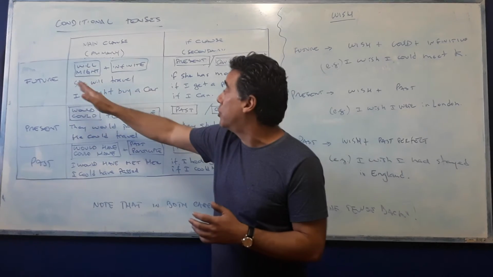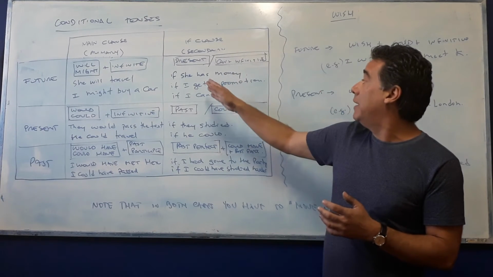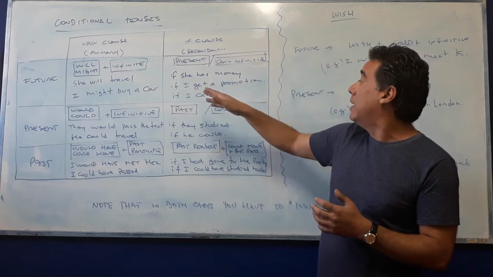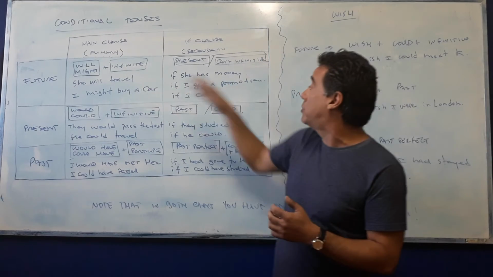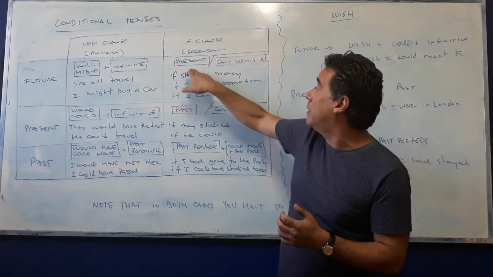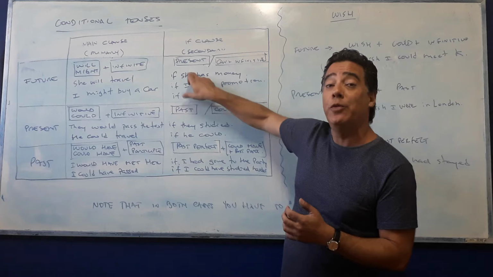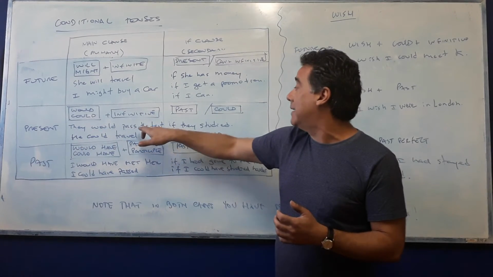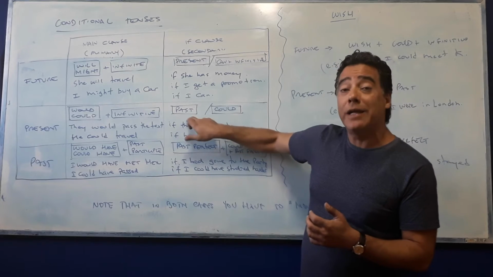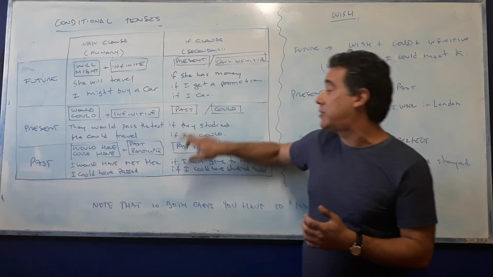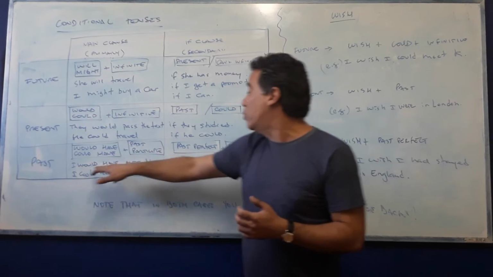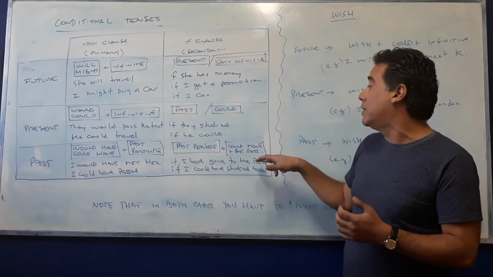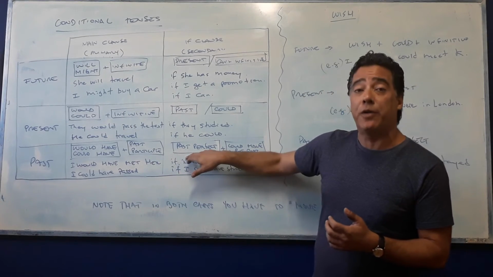So note, future, I will travel if I get a promotion. Yes, she will travel if she has money. So here, we are talking about the future, but we use the present. Here, they would pass the test if they studied. We're talking about the present, but we use the past. And here, I would have met her if I had gone to the party. Here, I use the past perfect.